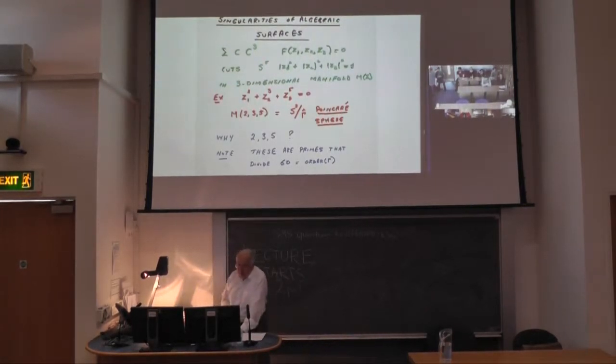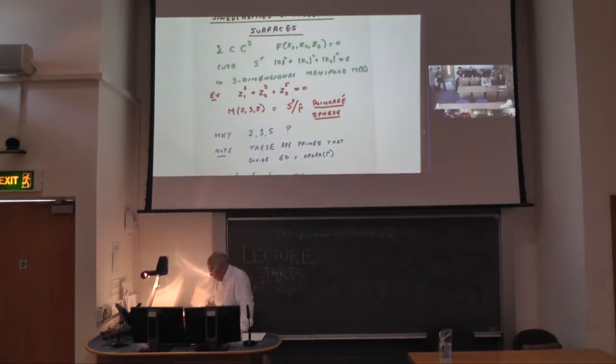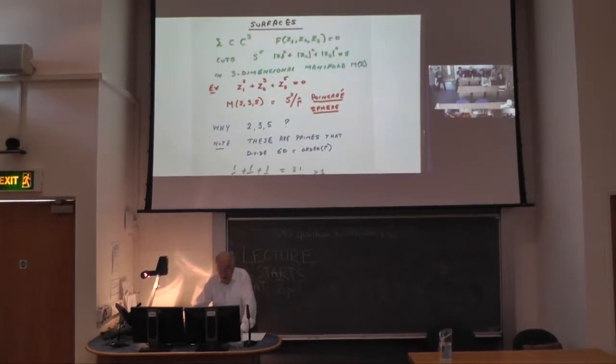So the example, and I don't pick this one out of a hat, I pick it with malice aforethought. Namely, take the equation z1 squared plus z2 cubed plus z3 to the 5th. You draw that algebraic surface, you intersect it with the sphere, you get a 3-manifold, and we give that manifold a name, we call it M235. And now, miracle of miracles, beauty of beauties, that M235 is the Poincare sphere.